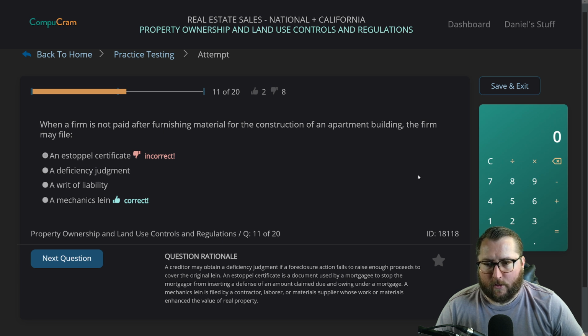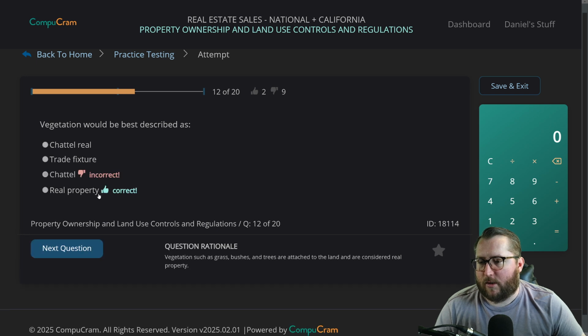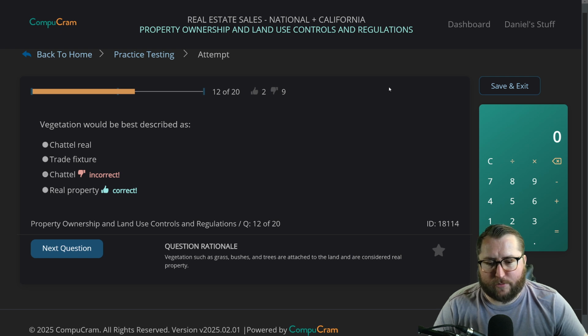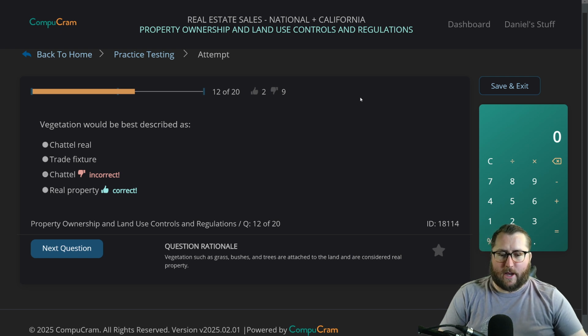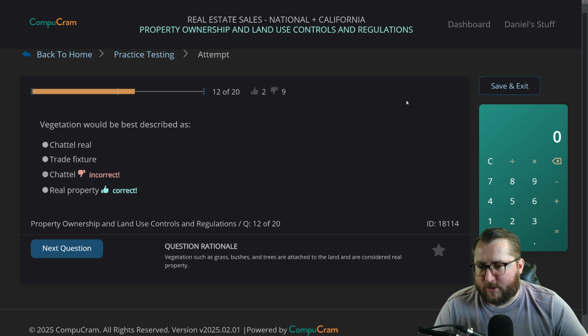real property. Question 12. Vegetation would be best described as chattel real, trade fixture, or real property. I don't think it's real property or a trade fixture. So chattel. Let's go with chattel. Oh, real property. Vegetation such as grass, bushes, and trees are attached to the land and are considered real property. Okay, I guess that makes sense, because you're not taking those with you.